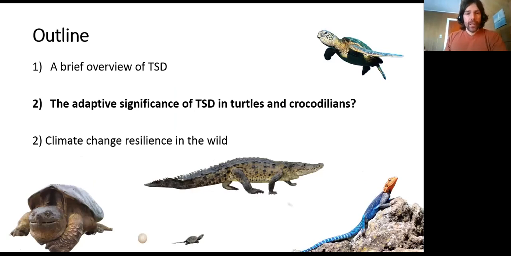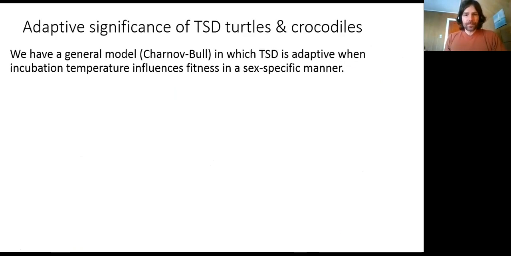All right, so that's a brief overview of how TSD works, but what is the adaptive significance of TSD in the wild? We do have a general model of how temperature-dependent sex determination might be adaptive. TSD can be adaptive when incubation temperature influences fitness in a sex-specific manner.